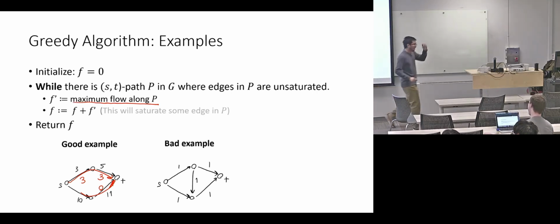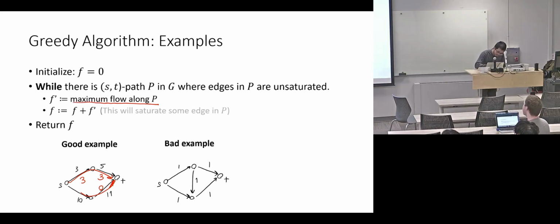Yeah. So go here. And once I do this, then this one is now saturated. This one is now saturated. No unsaturated path left. So I can just send one unit, which is not good. You have some suggestion? What should I do?